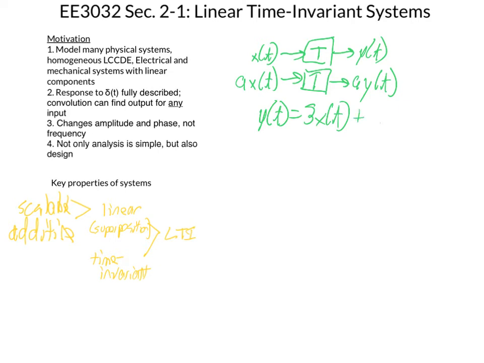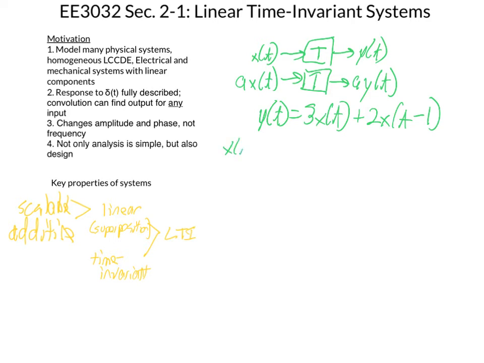If I do this, this is still a scalable system. This one is saying the output is equal not only to 3 times the input right now, but 2 times what the input was 1 second ago. And if I scale up the input by a factor, it will still be just a multiple of that. Let's go ahead and prove that.